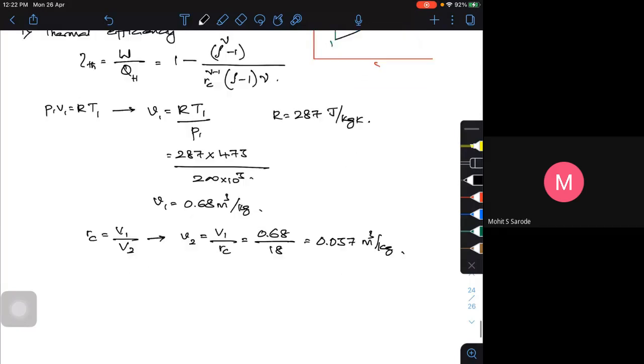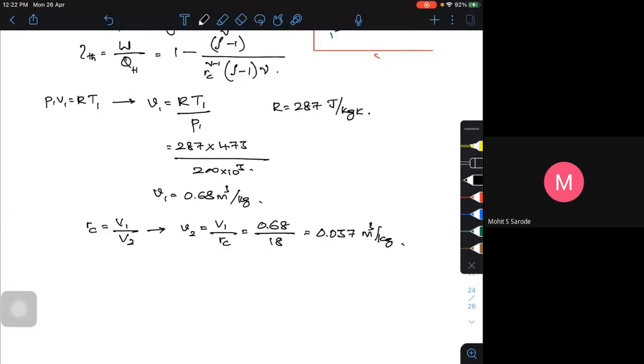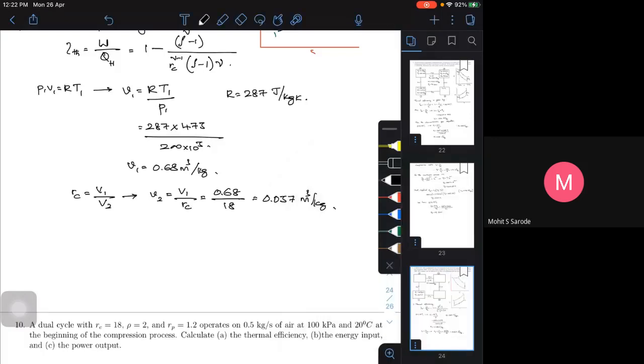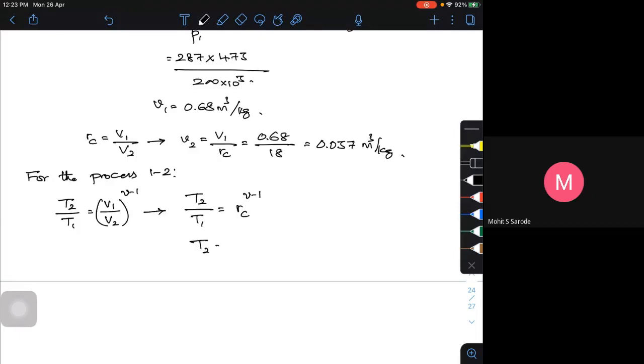At the same time, I don't know the temperatures. So for the process 1 to 2, I know that T2 by T1 is equal to V1 by V2 whole to the power of gamma minus 1. What is V1 by V2? It is Rc. That is, T2 by T1 is equal to Rc to the power of gamma minus 1, or I can write T2 is equal to T1 into Rc to the power of gamma minus 1.